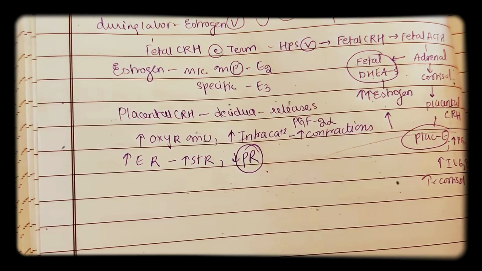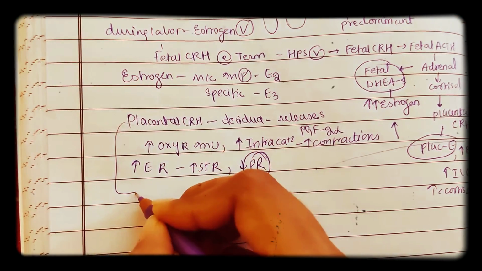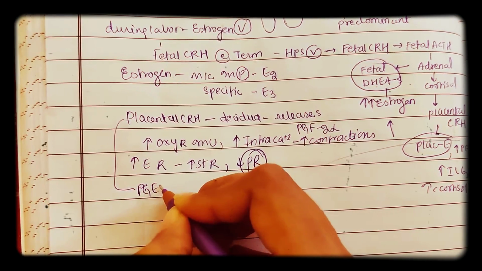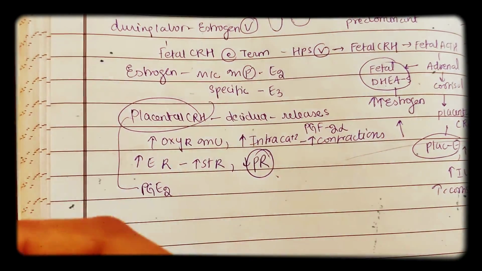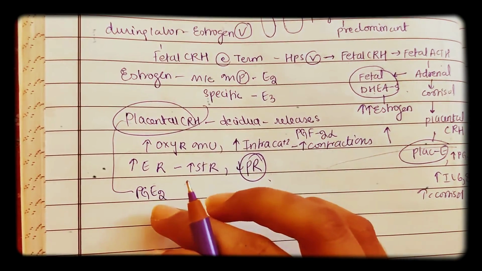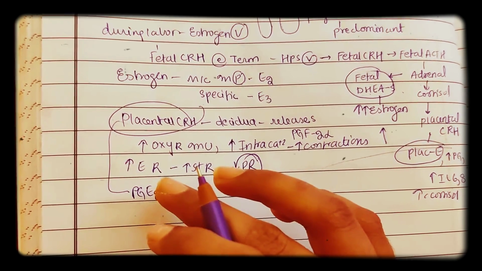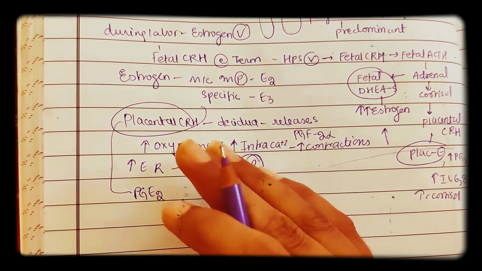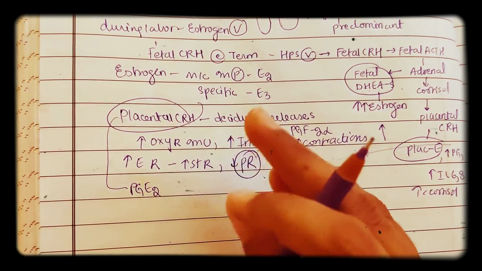So placental CRH releases PGE2 also, okay? This is like a main factor releasing all the accessories which are required for labor. But the main one is estrogen, okay? So CRH releases PGE2 from the fetal membranes, and oxytocin receptors and prostaglandin increase intracellular calcium. So finally a lot of contractions are coming now.